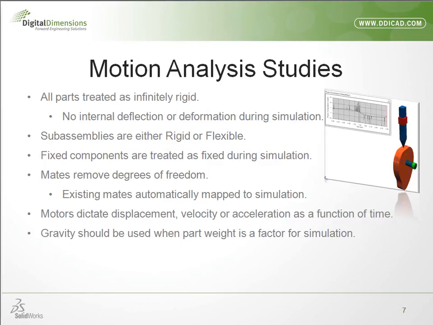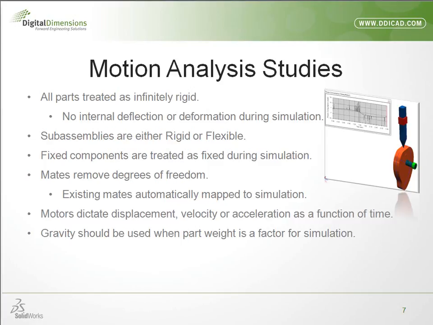And then another consideration as you start moving into the motion analysis is how do you treat your mates? A lot of times people have a tendency to overdo mates or create redundant mates, and that's just for lack of really having enough foresight to understand what you need to do with your mates in the context of motion analysis. But mates, as it relates to motion analysis, are there to remove degrees of freedom. The existing mates are automatically mapped to simulation, so that does make things easier, and it also shows you how many redundancies you have.